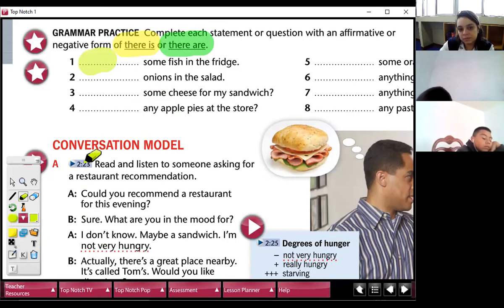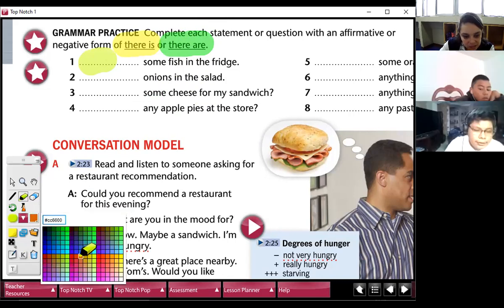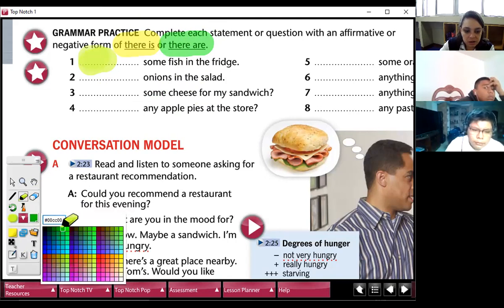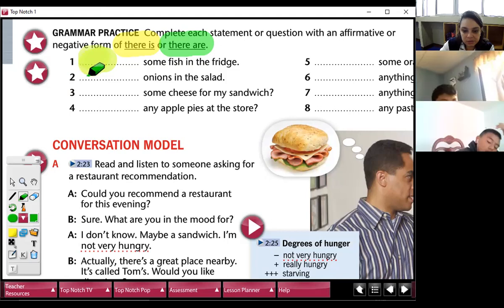Number two, onions in the salad. There is or there are? Yes, there are. Okay, it changed the color, but you know that it is this one. So next one, there is or there are? Number two, there are. There are, excellent.